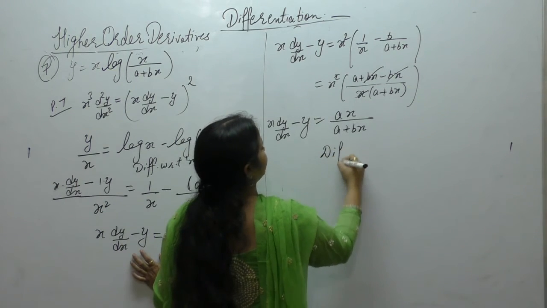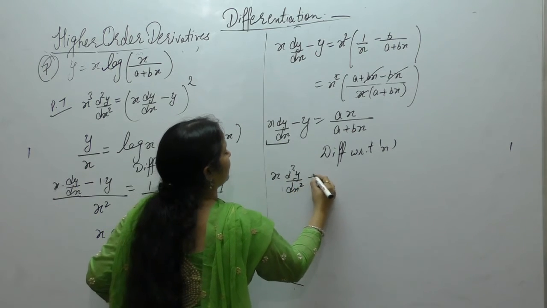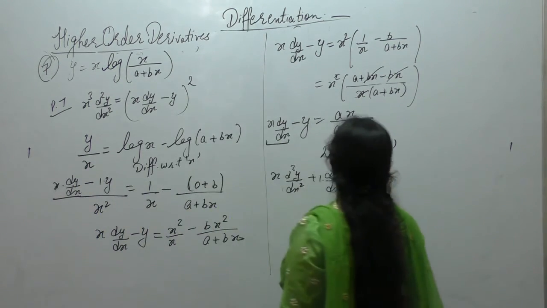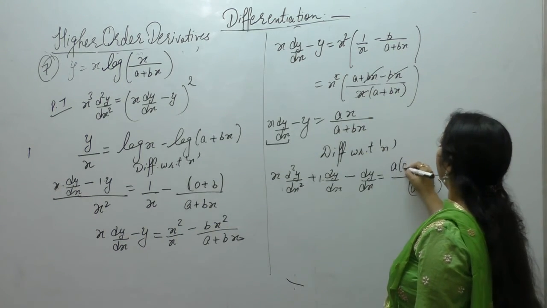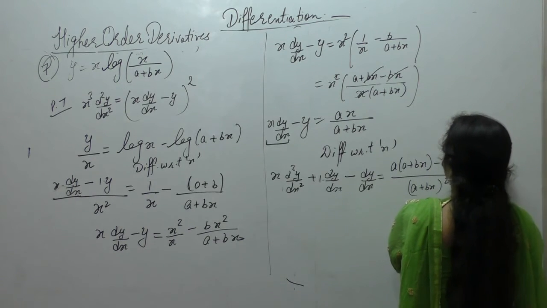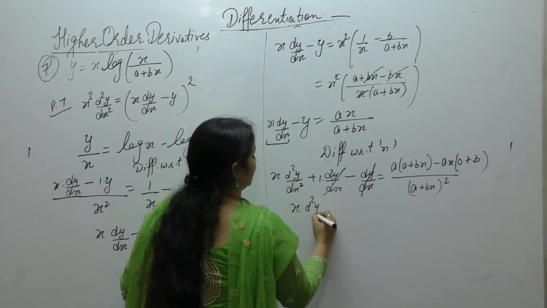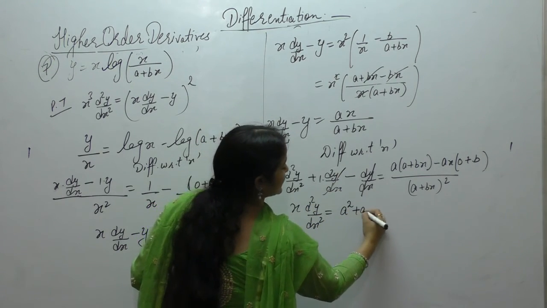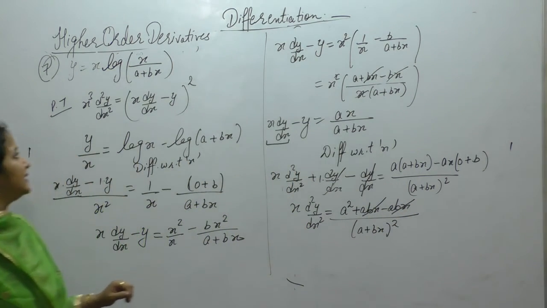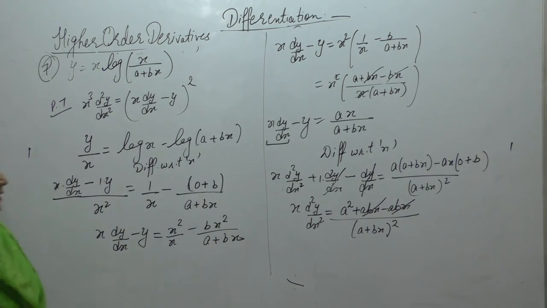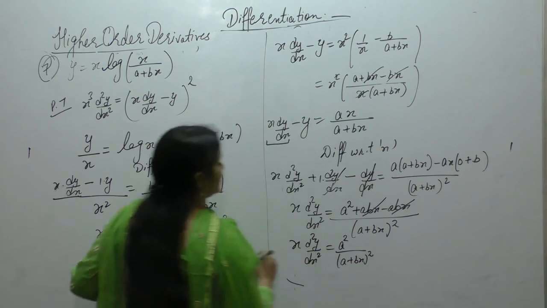Now again differentiate with respect to x. U into v rule here, first derivative of second plus second derivative of first, x is 1 minus derivative of y. U upon v rule here, v square u dash derivative of ax into v minus u into v dash, derivative of a is 0 and bx is b. So this term will get cancelled, x d square y upon dx square, a square plus abx minus abx upon a plus bx whole square. So we are left with this term, x d square y upon dx square, a square upon a plus bx whole square.